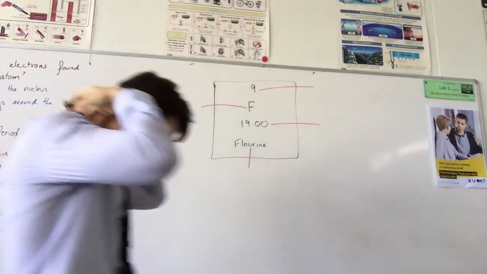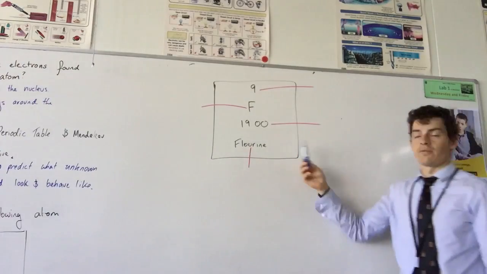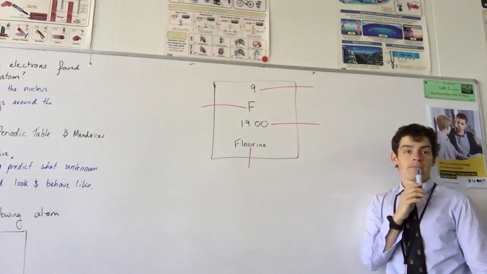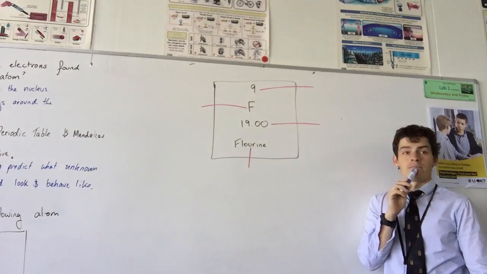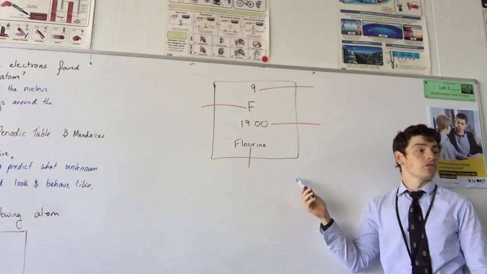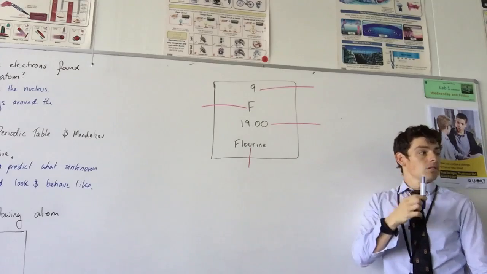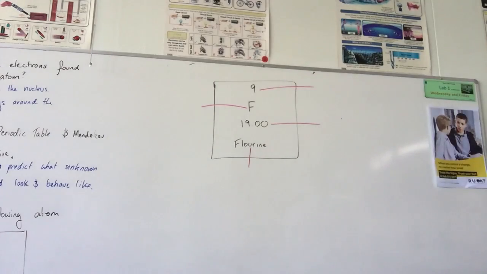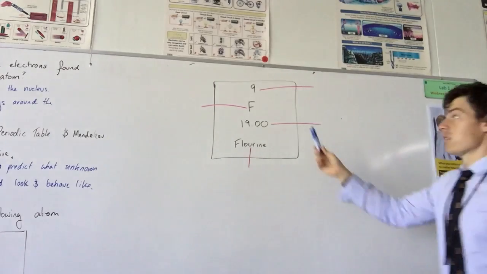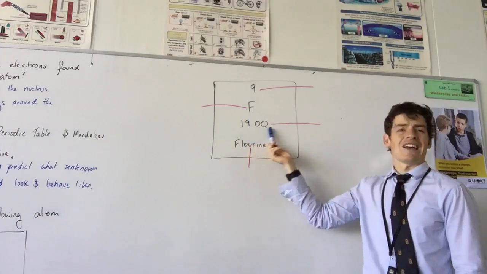Alrighty, so up here we have... Haley? The symbol for fluorine. Okay, so we know they're doing fluorine. Where do we find these boxes? On the periodic table. So this is how every element, every atom looks on the periodic table. We've got the 9th element, fluorine, which has a symbol of F, and this number 19.